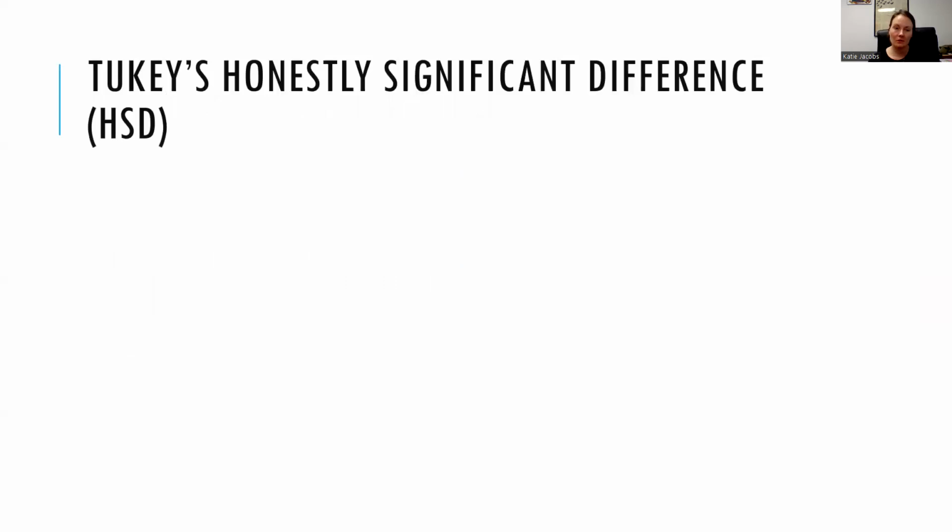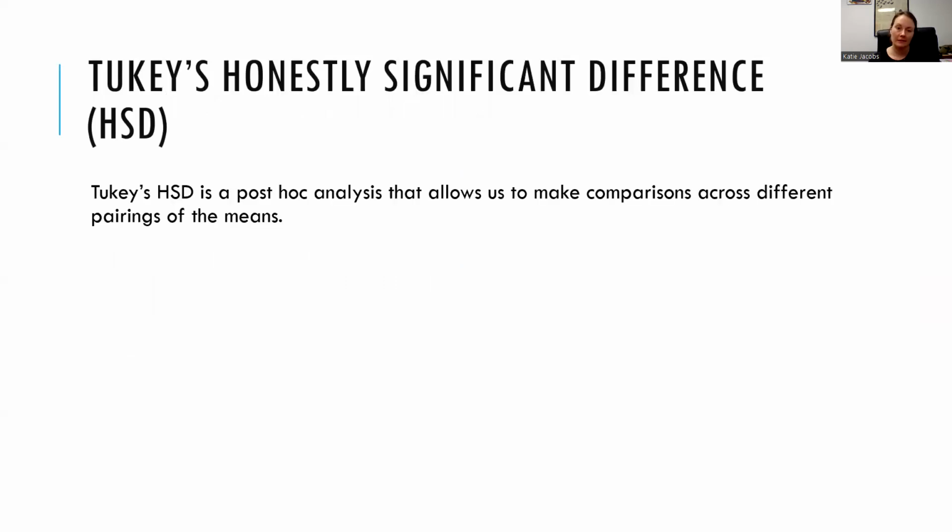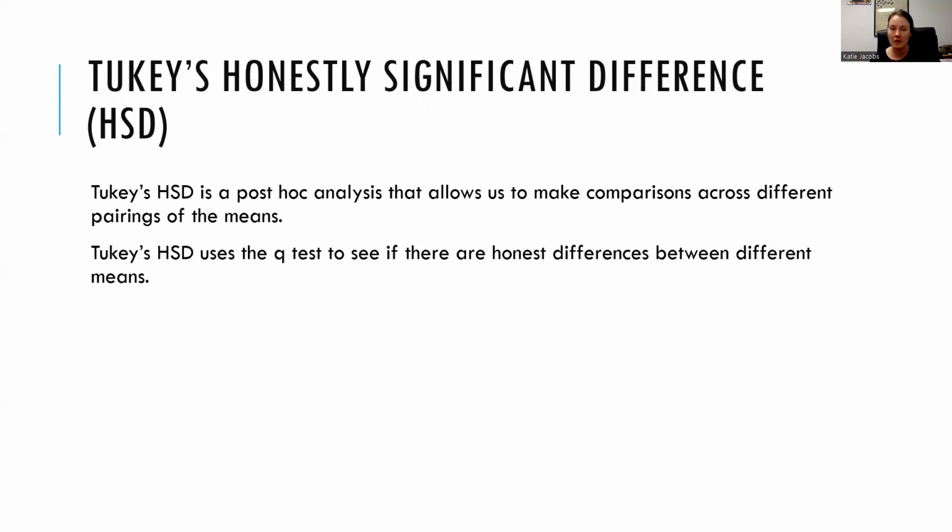So then we get to Tukey's honestly significant difference. This is a post hoc analysis or follow-up analysis that allows us to make comparison across different pairings of means. So with the ANOVA, we can't say that one group's bigger than another. We can just say that all of our means are not equal if we reject our null. And so we have to use Tukey's honestly significant difference so that we can try to find out which means are larger or smaller than the other ones, and if those are significant differences.